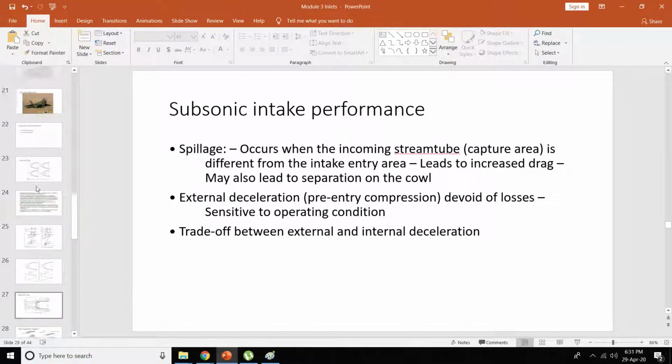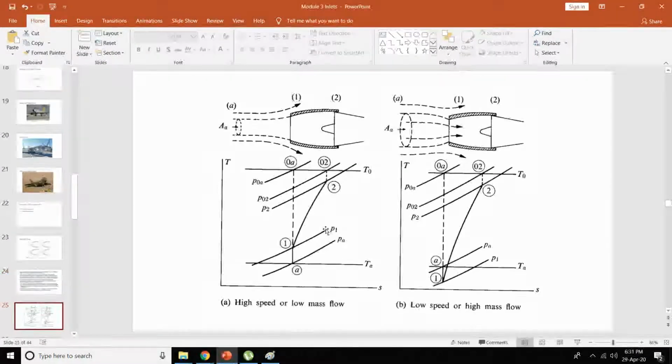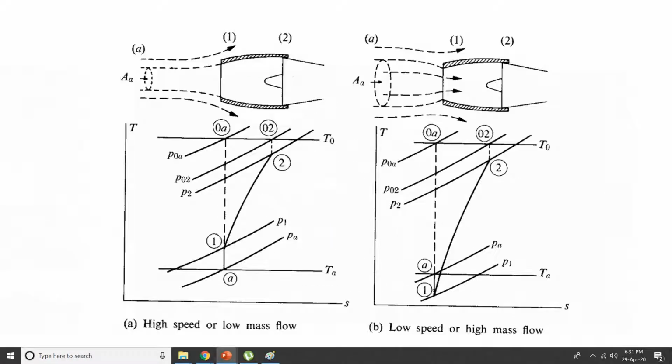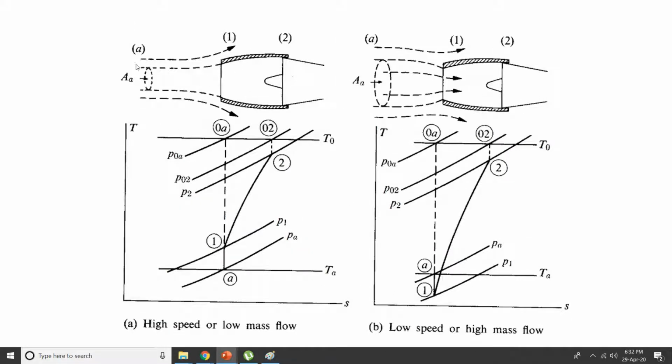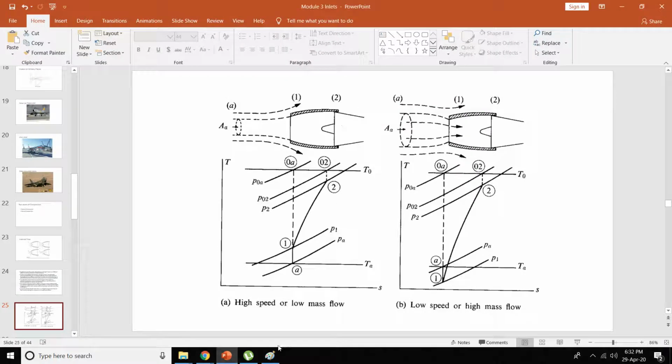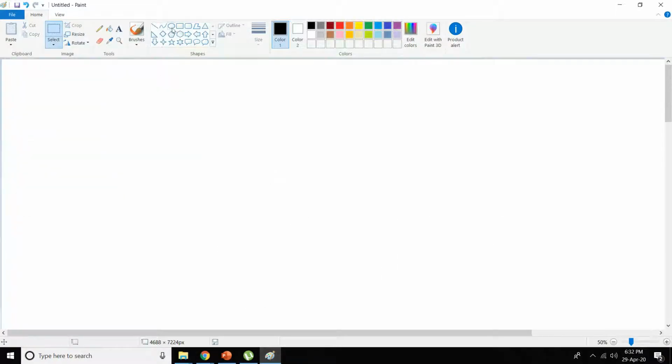Now coming back to our internal flow. Like I said, when the aircraft is going at a very high speed, the capture area is very small. At a very low speed, the capture area is very huge. So this will be like a nozzle or a diffuser. A nozzle is a mechanical body where you increase the velocity. A diffuser is a body where you decrease the velocity and correspondingly the pressure.